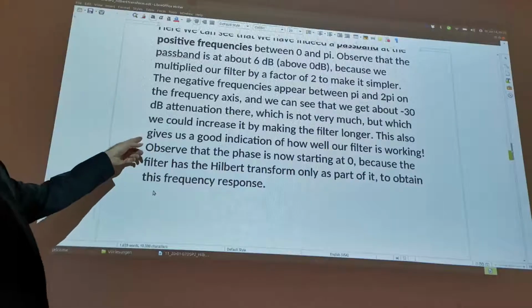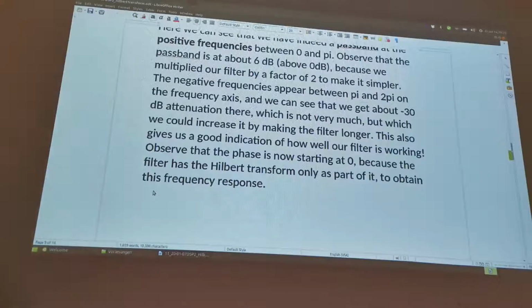So checking is important to see how well our design is working. We have to decide if 30 dB is enough or not. If we decide it's not enough, we need to make the filter longer.